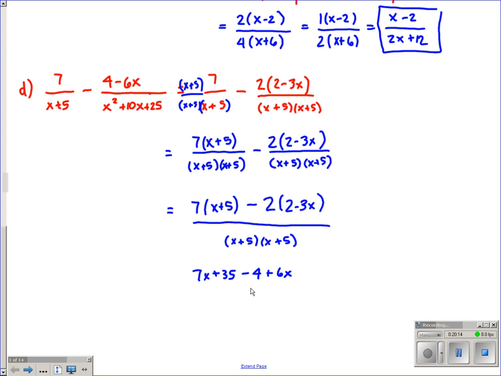Instead of rewriting the whole entire thing again here, let's just go ahead and simplify that on our way to rewriting. 7x plus 6x is going to give us 13x. And 35 minus 4 is going to give us 31. So we have 13x plus 31. And that's all over our quantity of x plus 5 times x plus 5, or you may write it squared. Either way will work there. But that is going to be your answer for D.